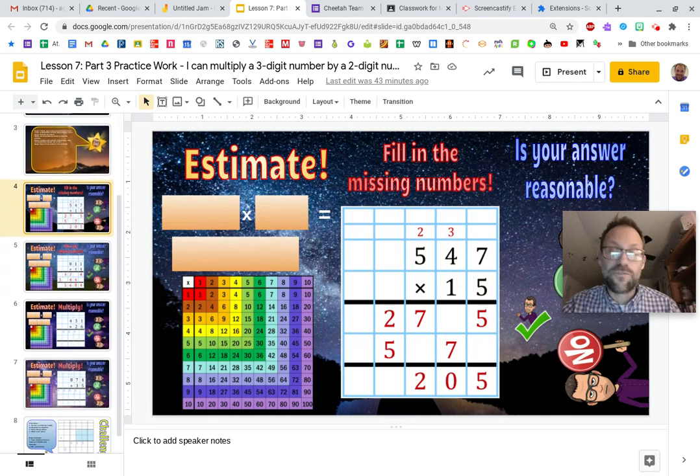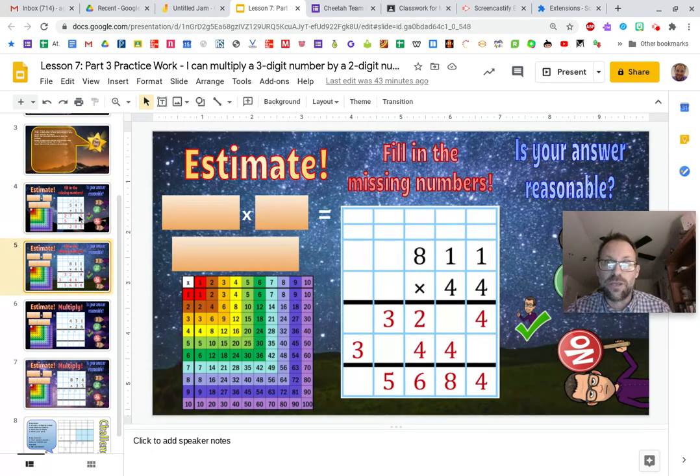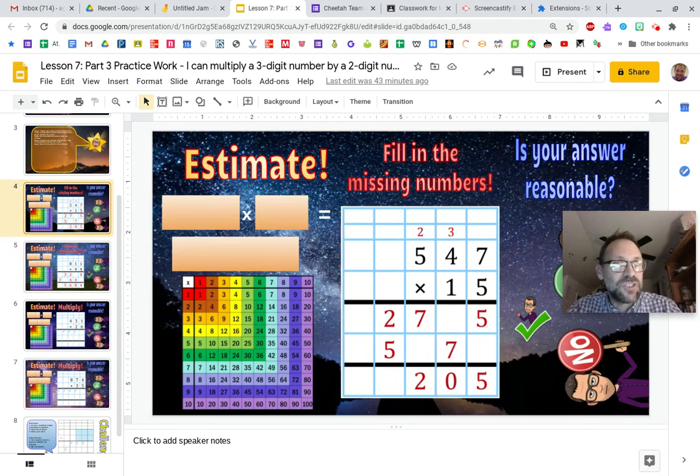And today's work is 4 problems. Now, the first 2 are in a form you have not yet seen before. That's why I want to go over this. If you notice, most of the problem here on slide 4 and on slide 5 is done for you, but not all. So that's what you have to do.